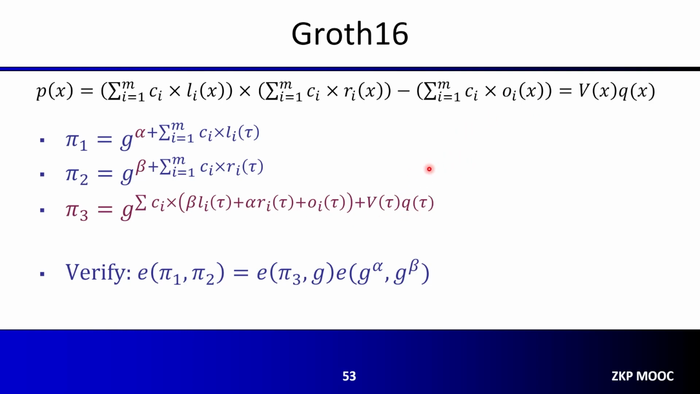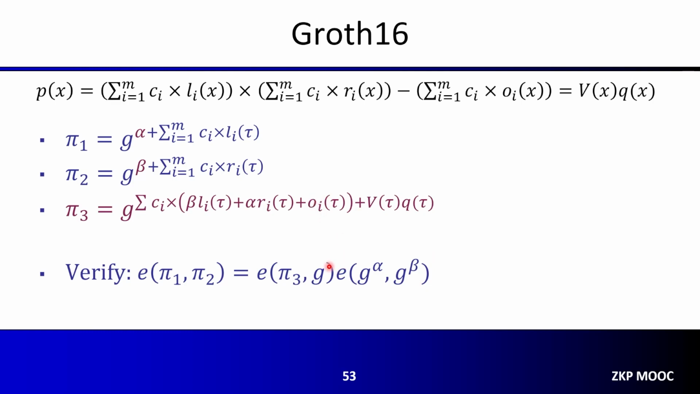Again, it is actually not hard to see this because you can just move the third term to the right-hand side of the equation and have v(x) times q(x) plus the third term. And the remaining term is for the purpose of proving that the prover is actually using the same ci. And the new verifier algorithm becomes the pairing between pi1, pi2 should equal the pairing between pi3 and the generator, times the pairing of g to the alpha and g to the beta, assuming that both g to the alpha and g to the beta are in the verification key now.